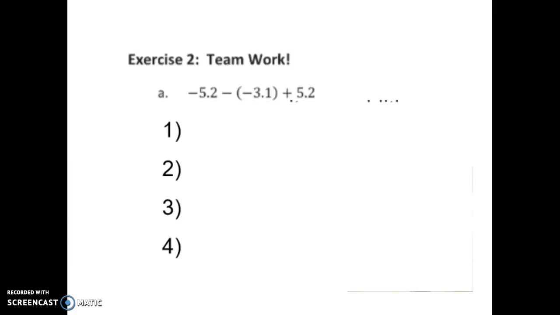Exercise 2 tries to make this more difficult. They try to trick you by including a subtraction problem. But if I'm looking at my list of properties, there is no commutative property for subtraction. I cannot change the order around if I subtract. There is no associative property, there is no identity, there's no property I can use for a subtraction problem.